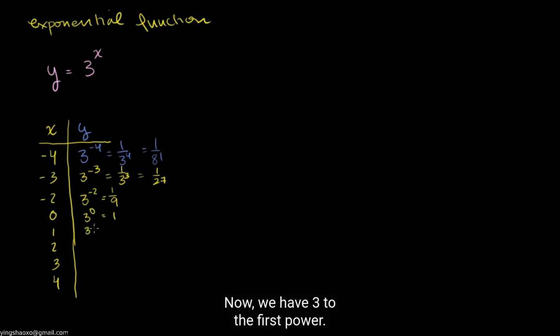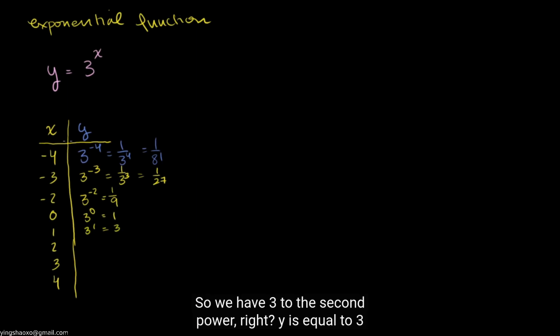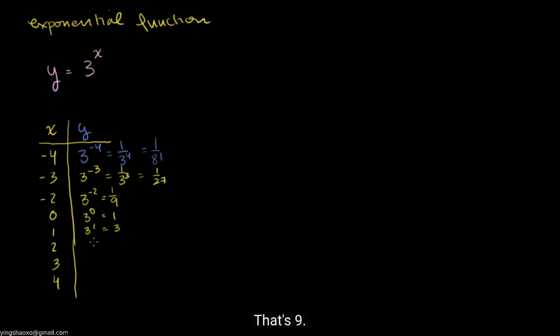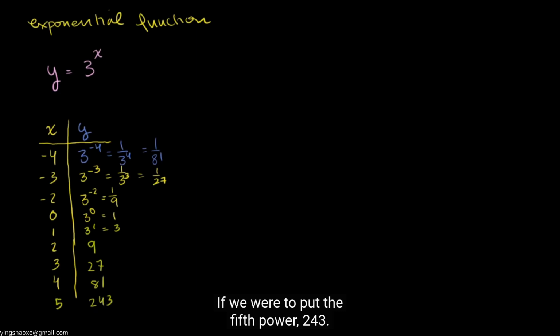Now we have 3 to the first power. That's equal to 3. Then we have 3 to the second power, that's 9. 3 to the third power, 27. 3 to the fourth power, 81. If we were to put the fifth power, 243. Let's graph this just to get an idea of how quickly we're exploding.